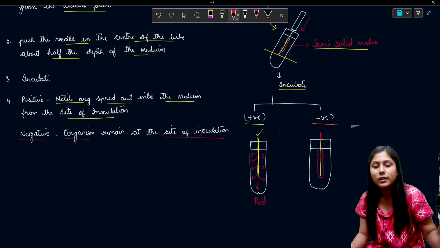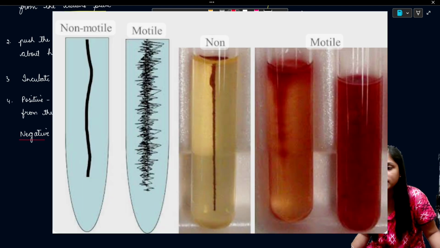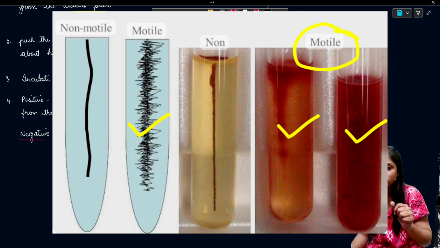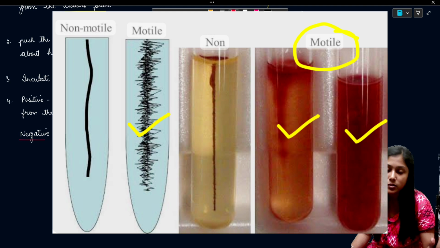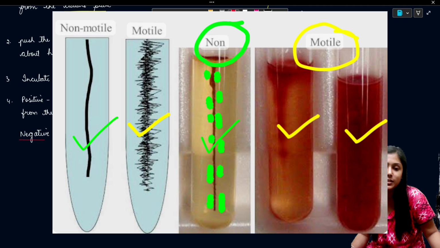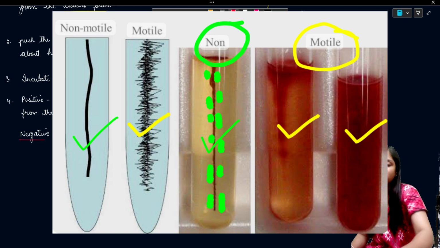I've incorporated the image here. You can check it out. If you see this particular test tube which is completely red in color, this indicates that the result is positive and the bacteria is motile, moving from the site of inoculation to the rest of the test tube. In the other test tube, if you notice, this represents bacteria that are non-motile, and the growth is seen only wherever the needle was pushed inside the test tube, only at the site of inoculation. So this is how we perform this method.